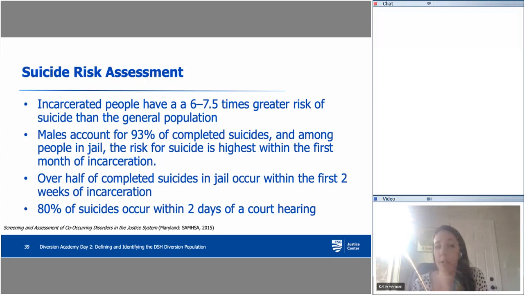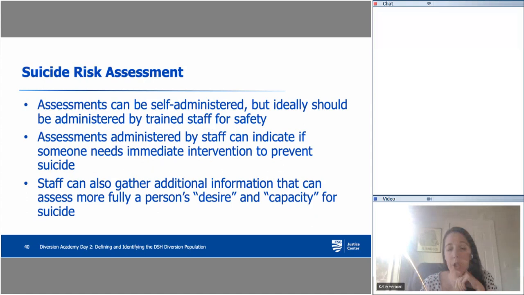Again, just highlighting the importance of doing suicide risk assessment in the jail as soon as possible, especially for this population of people with serious mental illness who are then incarcerated and are also at very high risk for suicide. Suicide risk assessments can be self-administered, but ideally they should not be. They should be administered by trained staff for safety, because then staff can indicate if someone needs an immediate intervention to prevent suicide, and they can gather additional information to more fully assess someone's suicide risk.